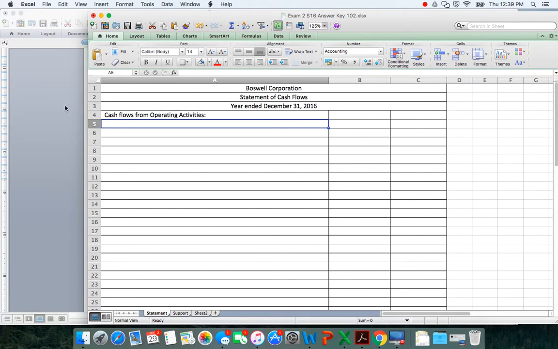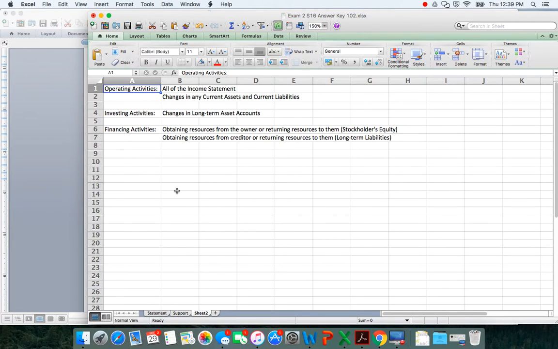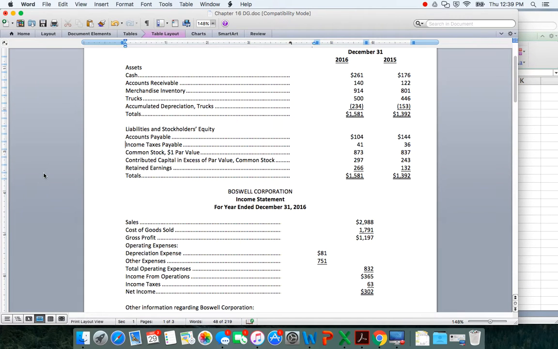Now, within our cash flows from operating activities, as we saw previously, the operating activity section is going to include everything from the income statement, as well as changes in current assets and current liabilities from the balance sheet. There are two acceptable methods for preparing the operating activity section. Good news for us is we're only responsible for knowing one of them: the indirect method.